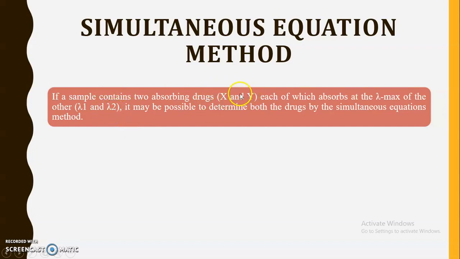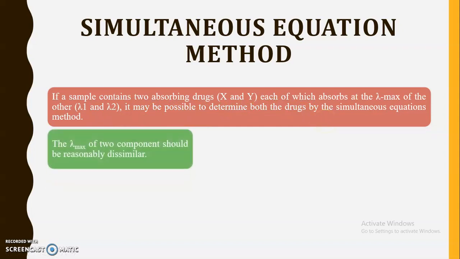of the Y drug. So this X drug is capable of absorbing at lambda 1 and also at lambda 2, and in contrast to this, the Y drug is capable of absorbing at lambda 1 as well as the lambda 2 wavelengths. So it may be possible to determine both the drugs by the simultaneous equation method.